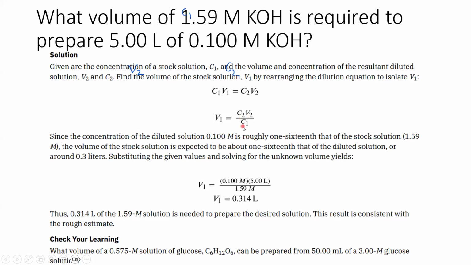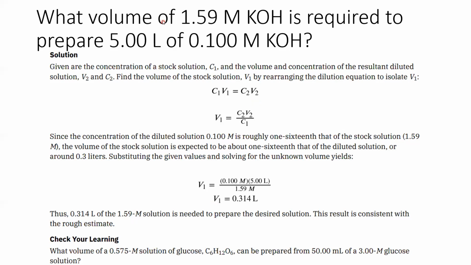So C2 times V2 over C1. And let me get rid of this writing. And then when we plug all that in, we'll get 0.314 liters. So again, 3 sig figs in these initial values, 3 sig figs in our final answer there.